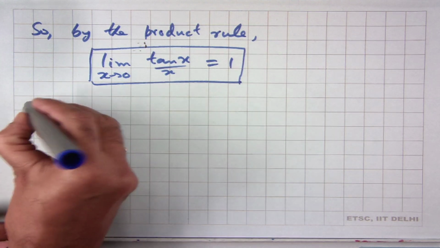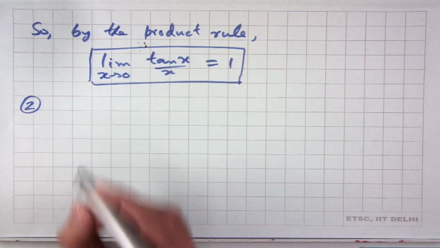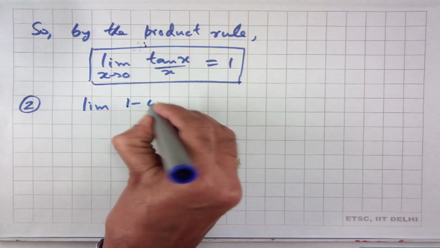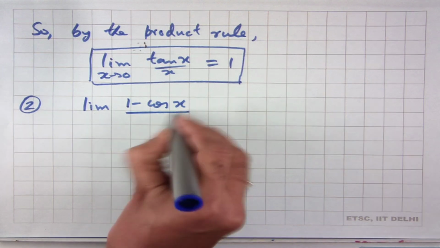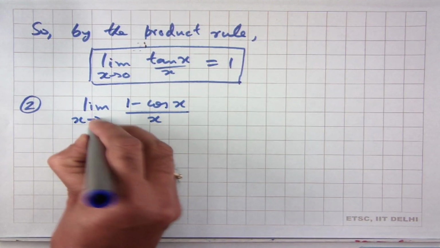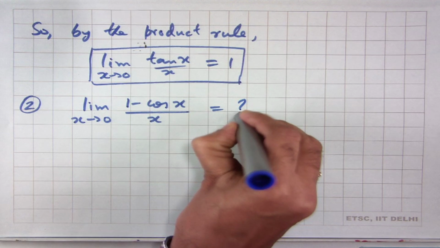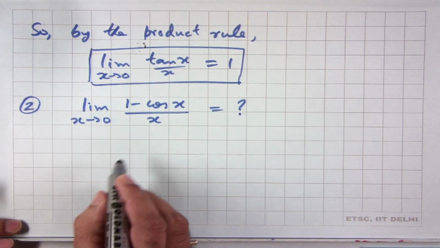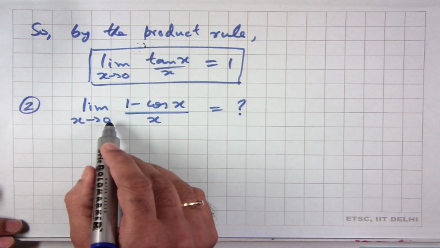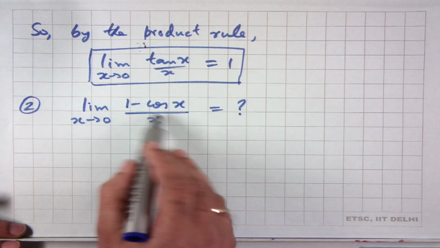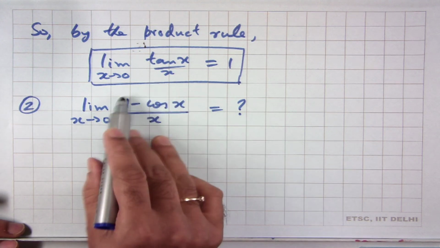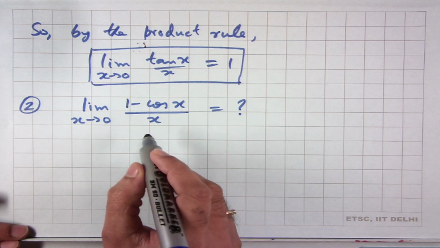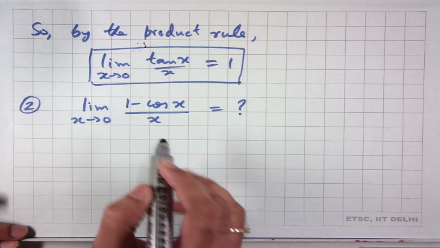Another important limit is, what is this limit of 1 minus cos x divided by x? So, here we have that as x goes to 0, the limit of the denominator is 0, the limit of the numerator is again 1 minus 1, which is 0, and we want to calculate this limit.